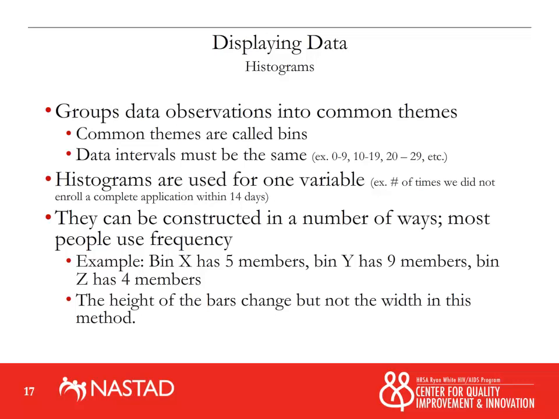Histograms are definitely used for one variable. Otherwise, it would just become too confused and you really wouldn't be able to see anything that's going on. They can also be constructed in a number of ways, but most people use frequency. So if bin X has 5 members and bin Y has 9 members, bin Y is obviously larger than bin X. The height of the bars usually determine the frequency, but the widths don't change. The widths are fixed.